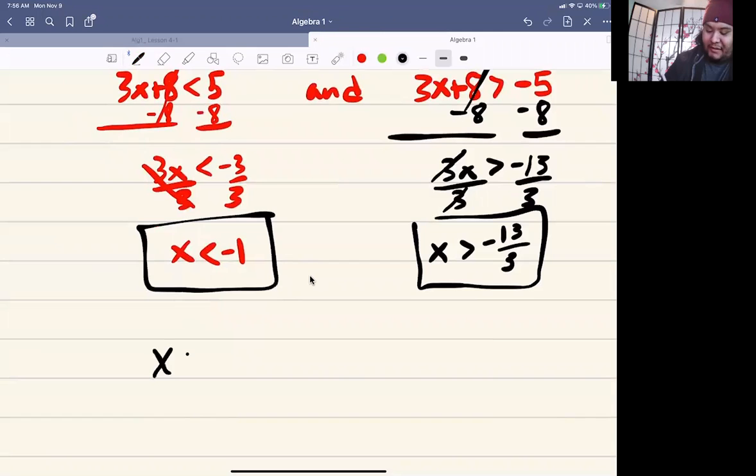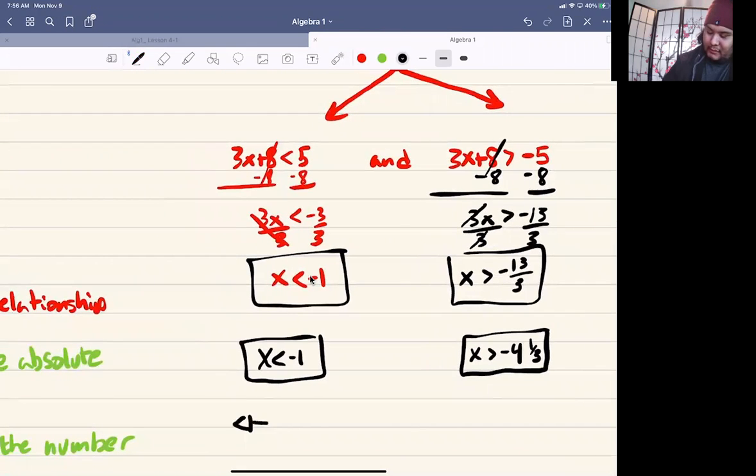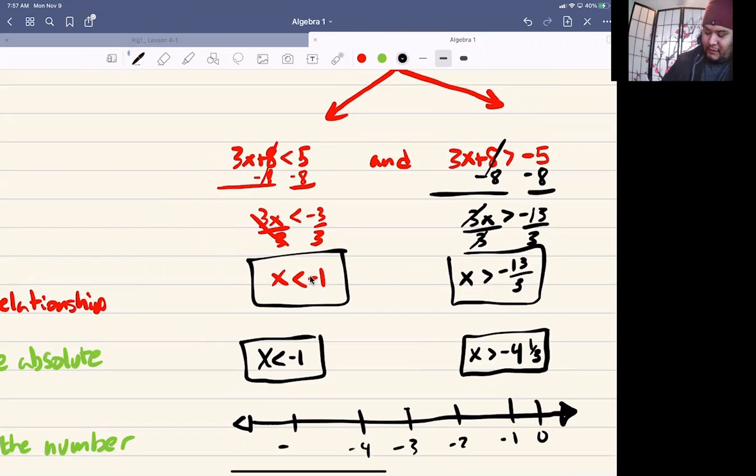But we're going to graph this. You're going to keep this one, right? You're going to keep this one. But you want to rewrite this one as x greater than -4 and 1/3. That way, when we graph it, you're going to have 0 here. -4 and -5. What you're going to do is divide this into 4 pieces. 1, 2, 3. So that's 4. It's going to be open circles. So open circle at 1.